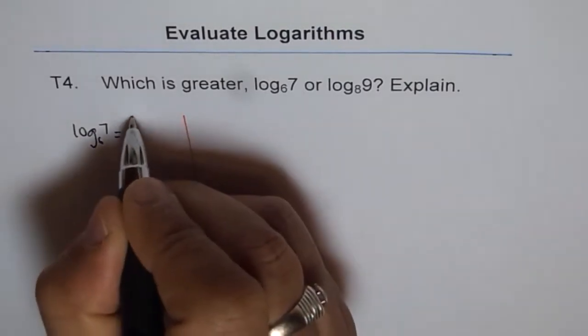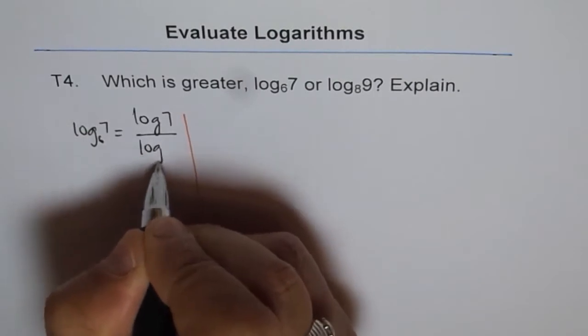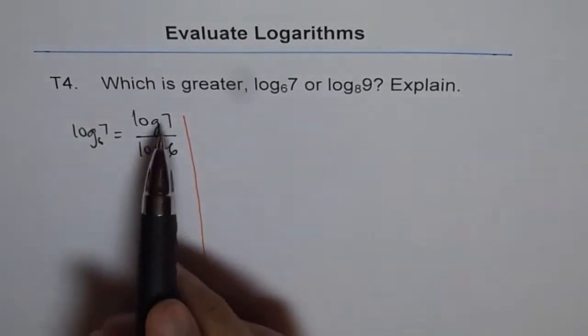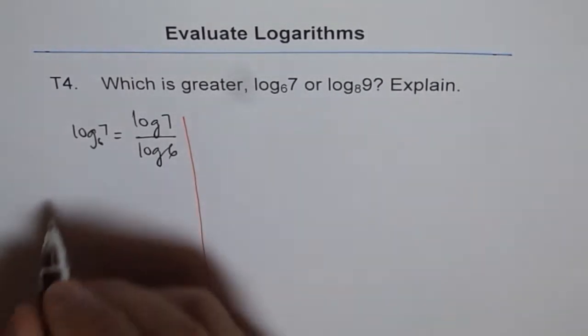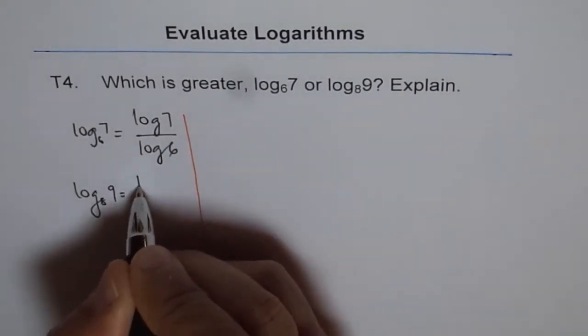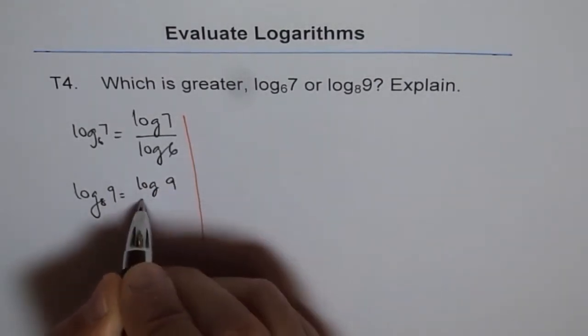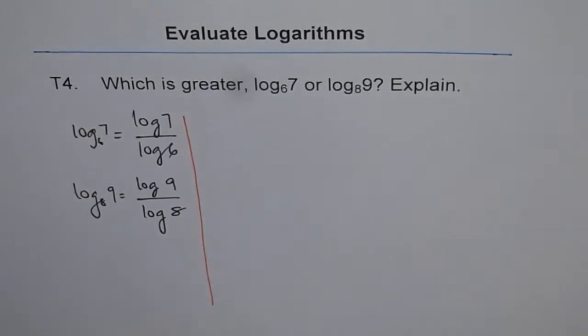This could be written as log of 7 divided by log of 6, correct? So it's a ratio of log of 7 to log of 6. And how about log to the base 8 of 9? It could be written as log of 9 divided by log of 8, correct? So it's again a ratio of log of 9 to log of 8.